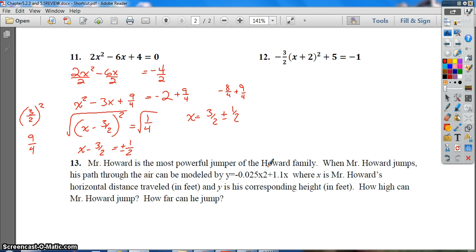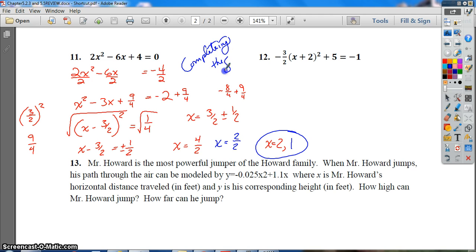So to go through my first scenario, which would be plussing, I'll get 3 plus 1, which is 4 over 2. Okay, this is my positive answer. So I'll put that here, x is 2. I'm now going to do the negative answer, which will be 3 minus 1, which is 2 over 2, which is 1. So 2 and 1 are your two solutions for 11. This was done by using completing the square.